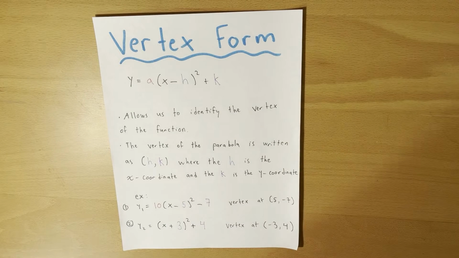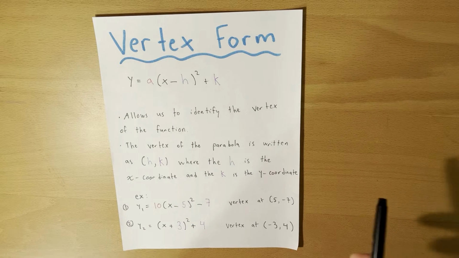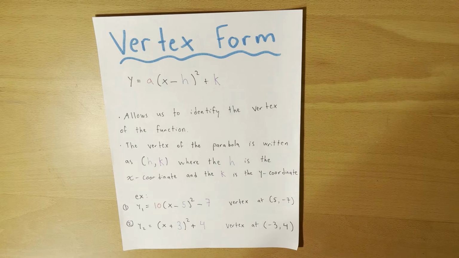Finally, I'll be taking a look at the vertex form. So the vertex form, as the name implies, allows us to identify the vertex of the function. The vertex of the parabola is written as (h, k), where h is the x-coordinate of the vertex and k is the y-coordinate of the vertex.